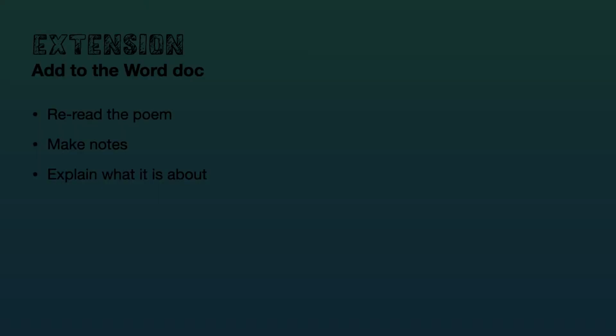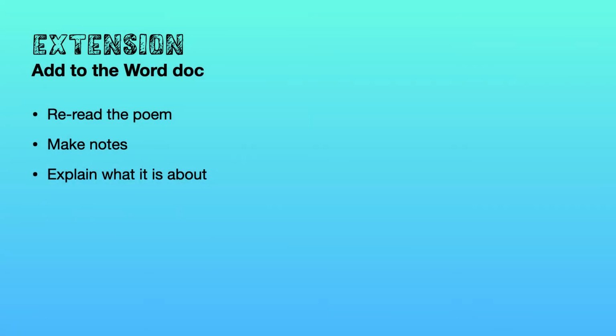The extension then, you can just add to your Word document right at the bottom. You're going to reread the poem and make notes. You could also be annotating for the imagery as well as the sound effects so that you're still practising that skill, practising with an S. And you're going to write a short paragraph to explain what the poem is about. It's one of my favourites, by the way. Again, if you're not sure what the poem is about and you want to just check something, please contact one of the teachers in the English department. We will help you.